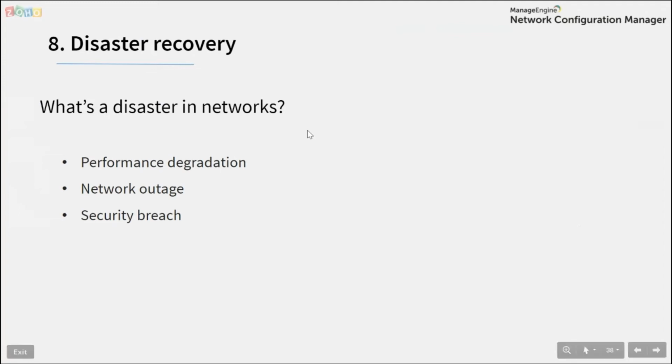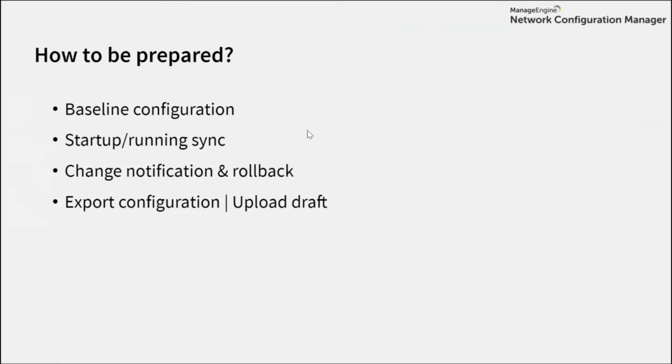Moving on to the last part of the training, we have disaster recovery options. A disaster in networks is primarily something that would lead to a performance degradation, a full-blown network outage, or in the worst case, a security breach. With Network Configuration Manager, you can prevent any of these network disasters, and it also helps you recover from them if they happen. You can be prepared by configuring a baseline configuration, syncing your startup and running configurations, triggering change notifications, and a rollback mechanism. And also, you can export configurations and upload the draft whenever required.